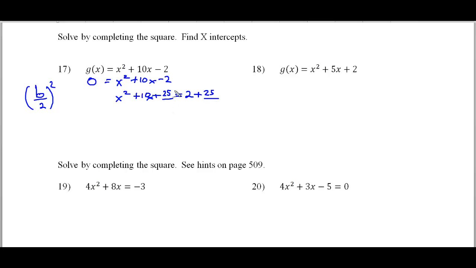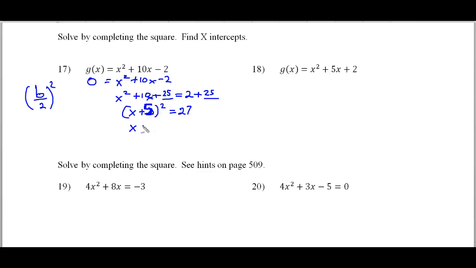Now I can't add 25 to one side and not the other, so this is completing the square on both sides. So what I'm going to do is then take a look at what two numbers multiply to make 25 and add to make 10. That would be 5 and 5. Now to simplify this, I'm going to go x plus 5. Sorry, I wrote the 2 there. X plus 5 quantity squared is equal to 2 plus 25, or 27.